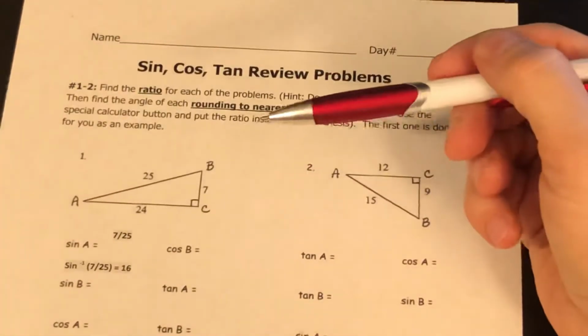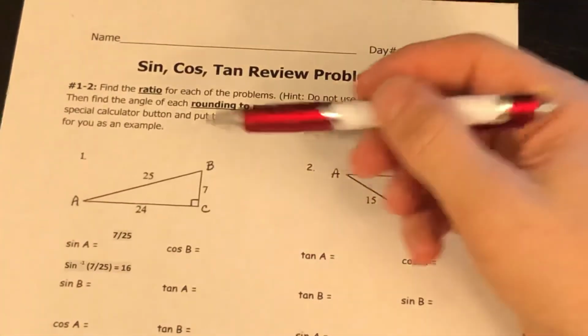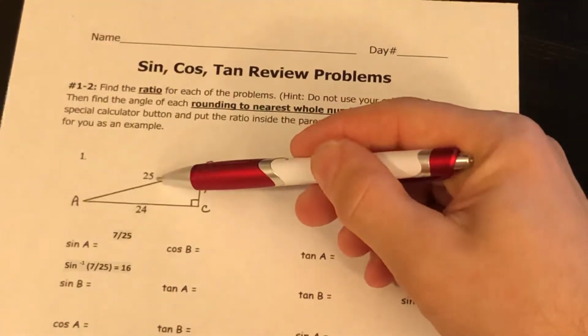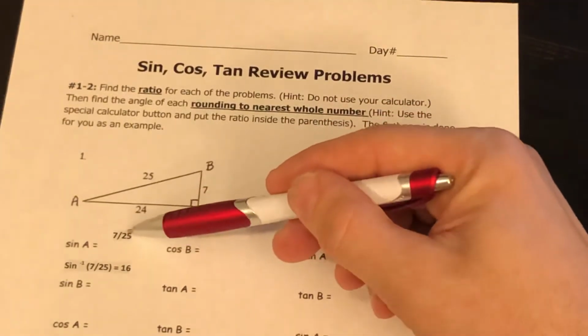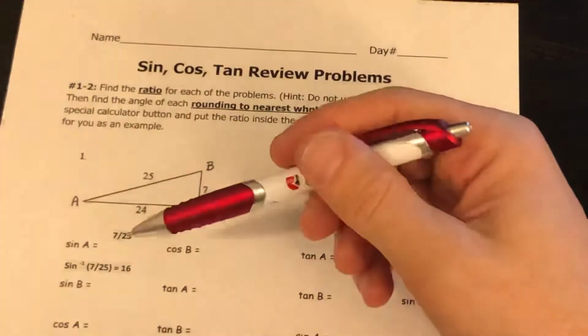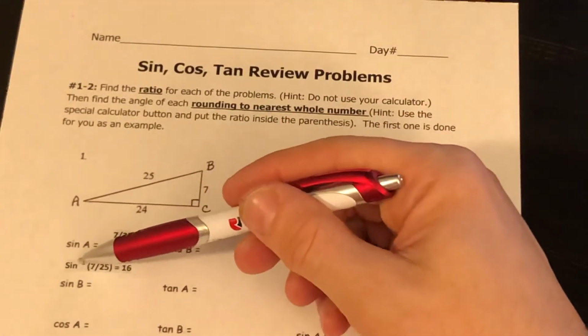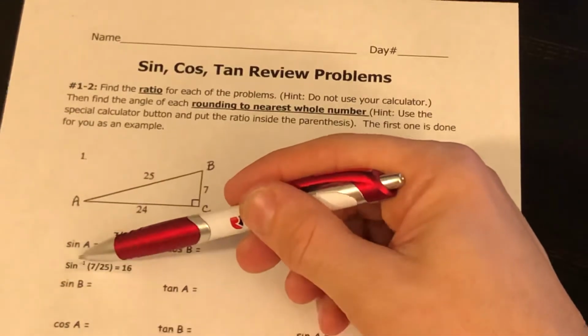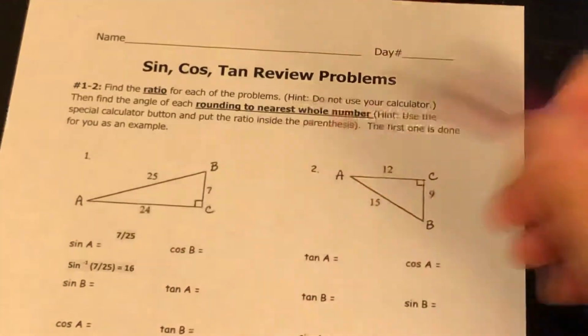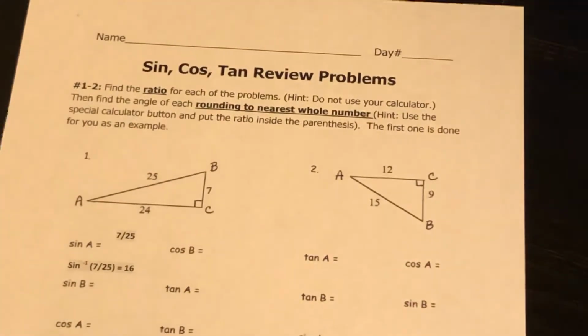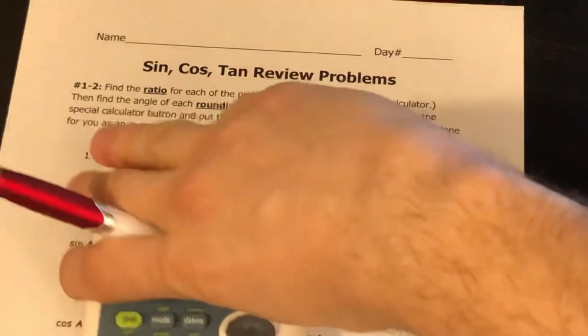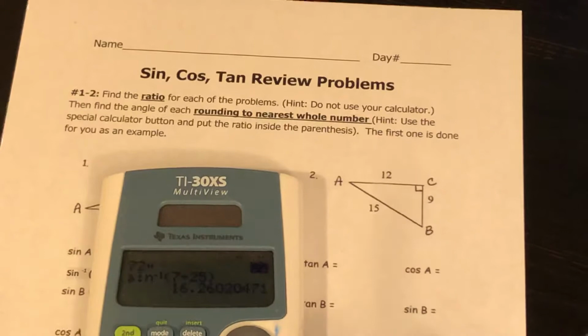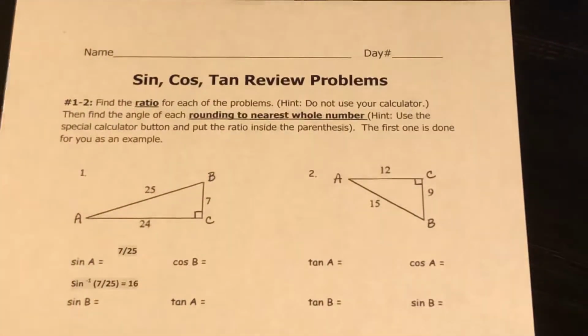And we know that for sine, we want opposite and hypotenuse. So this becomes opposite, and then the hypotenuse is 25. So the ratio becomes 7 over 25. Now to find the angle, we do the inverse function of sine, so sine -1 of the ratio. If you were to take sine of 7 divided by 25, you would get a value of 16.26, but what we do is we round to the nearest whole number.